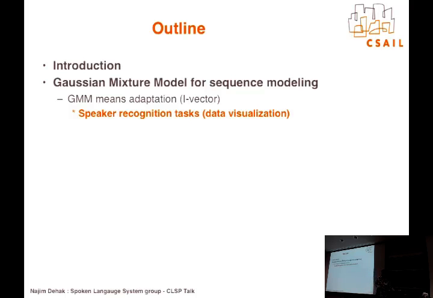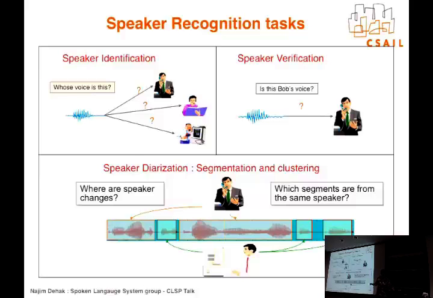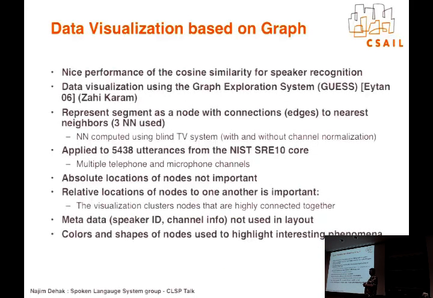At that time, I was working with Lincoln in 2010, with Zahi and Karam, who was a PhD student with Bill at the time. So we started looking at what we could do in visualization. We had an I vector trained on telephone and microphone data, NIST 2010, and we selected about 5,000 recordings from telephone and microphone. We asked, what happens when we do channel compensation? What happens when we don't? How does the data look?